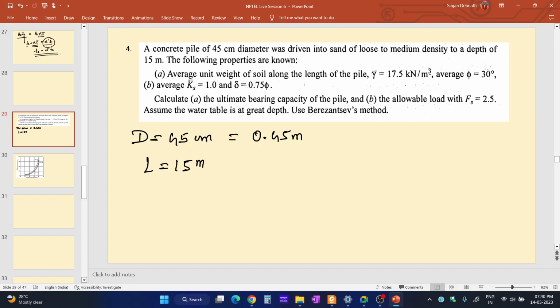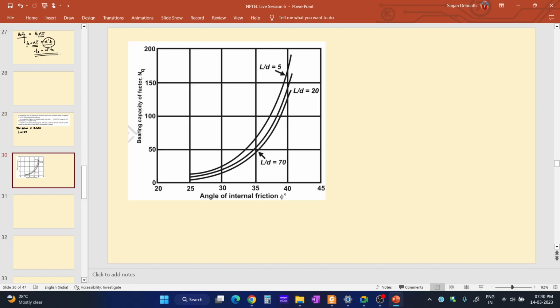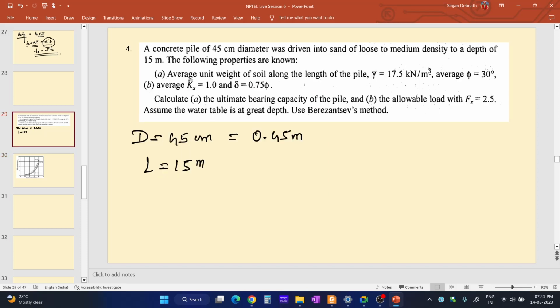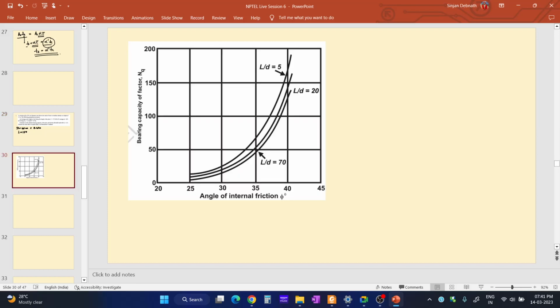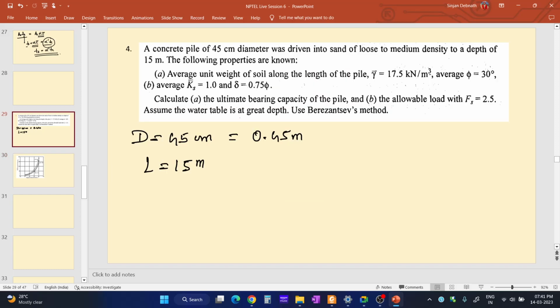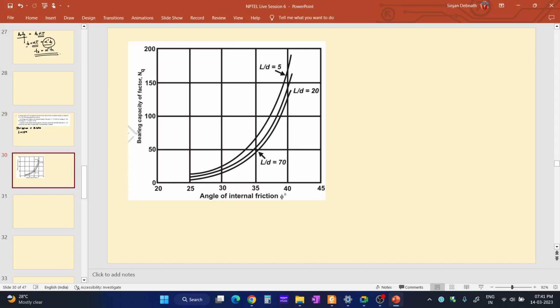Okay, so this is a similar method. We have been doing that only. So let me just solve the problem. Let me draw the pile once. This is a graph. Using this graph, we need to find out the value of NQ. So let me just draw the pile. The length of the pile is 15 meter and the diameter is 0.45 meter. So this is a 15 meter pile.